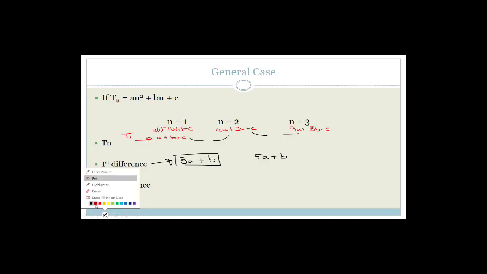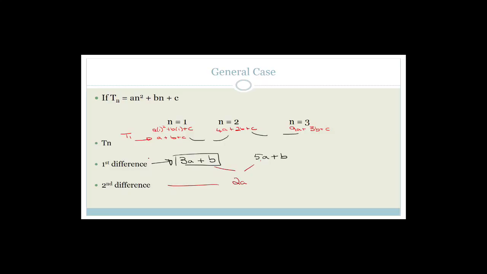And then to get the second difference, we need to subtract again. So we got 5a minus 3a is 2a, and b minus b is 0. So that is our second difference. So we allow the second difference to equal 2a. The first difference is going to be 3a plus b. And the first term is a plus b plus c.